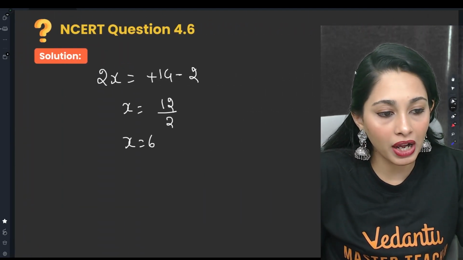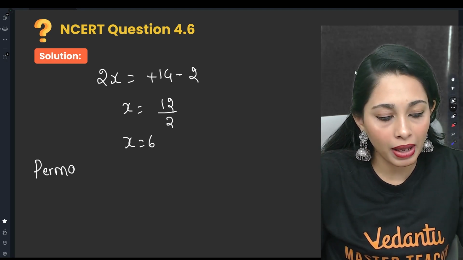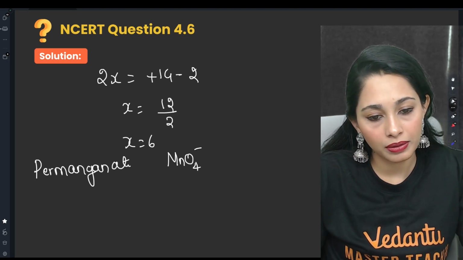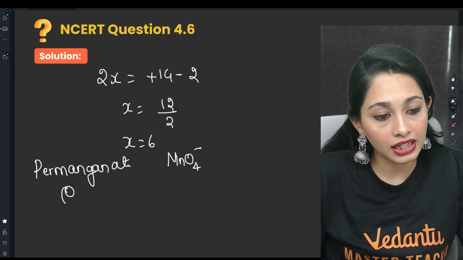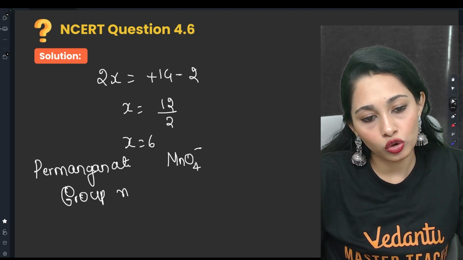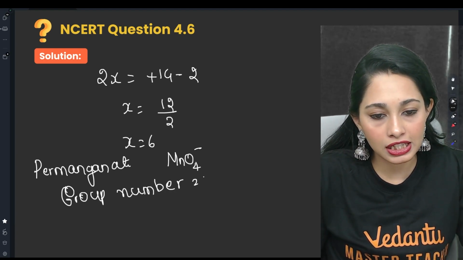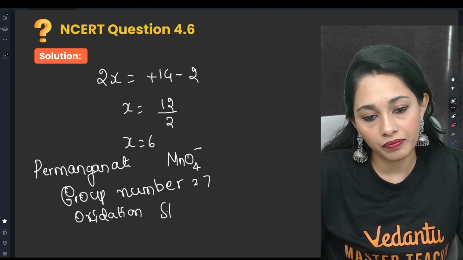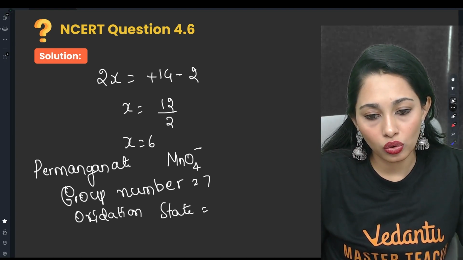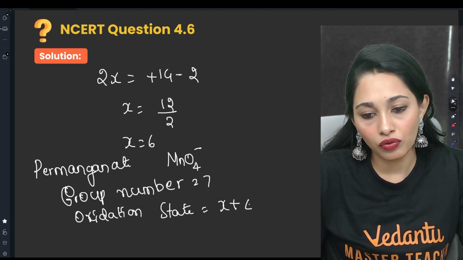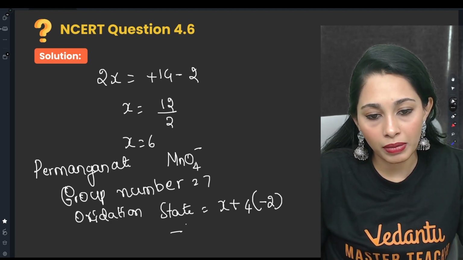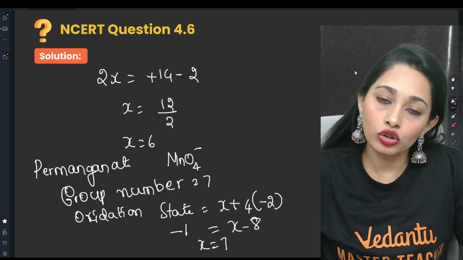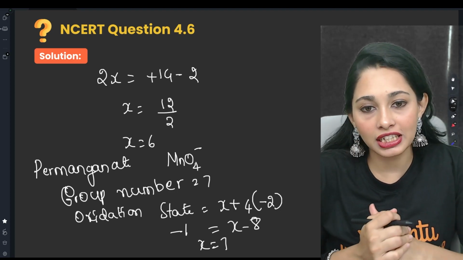And then we have permanganate. It is MnO4 minus. Let's see the group number to which manganese belongs, which is 7. Oxidation state, let's calculate. X plus 4 into minus 2 is equal to minus 1. X minus 8 is equal to minus 1. X is equal to 7. Both group number as well as oxidation state are equal here.